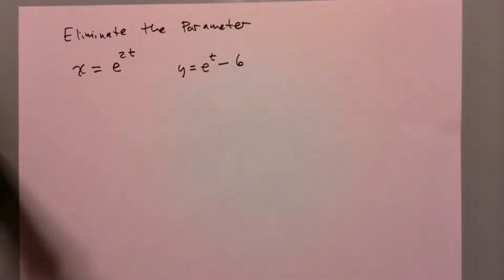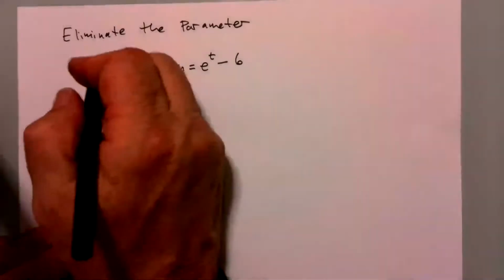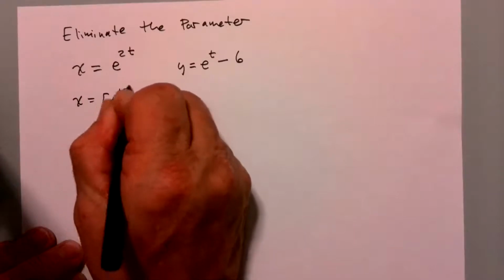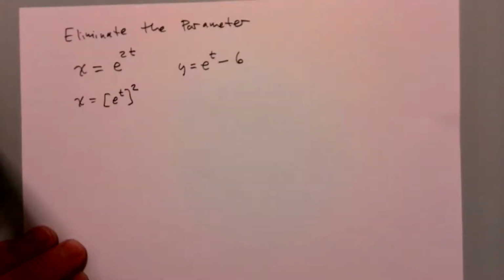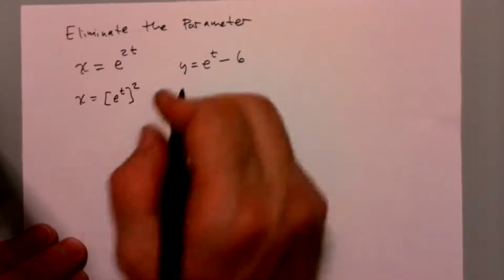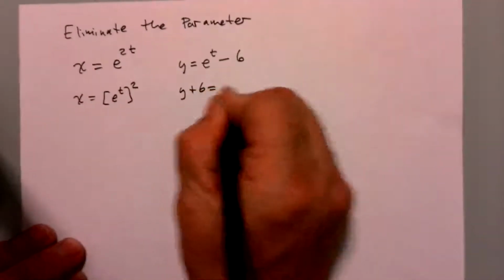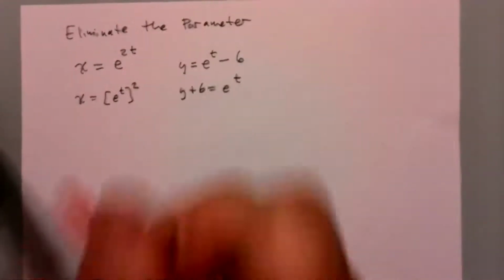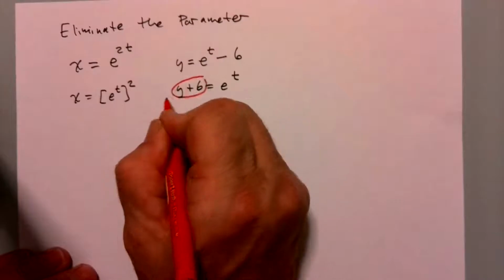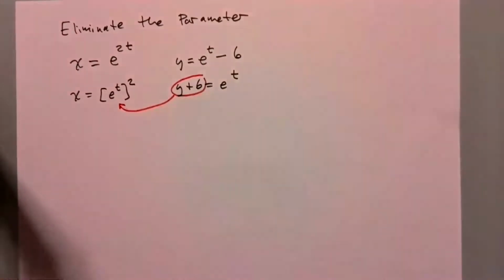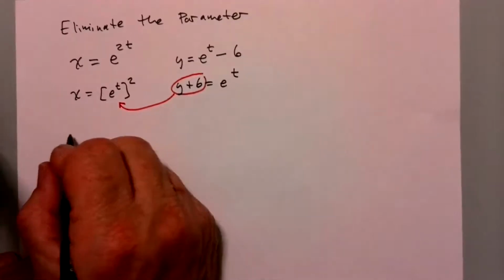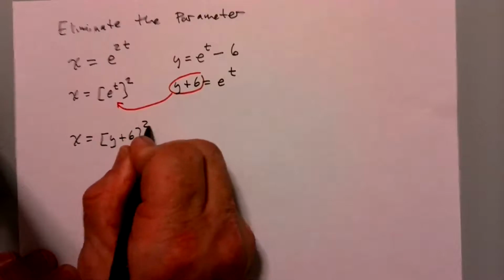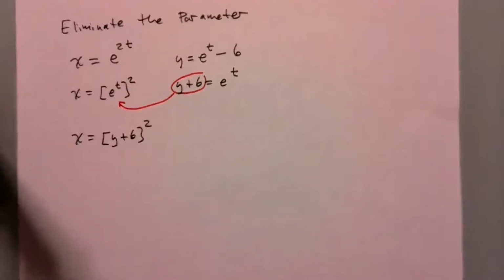So we've got to think of some way for us to do this. And I think e to the t is going to be the key idea. First of all, e to the 2t means e to the t to the second power. We know that. If you raise a power to a power, you multiply the exponents. Over on this side, I'll add 6 to both sides. y plus 6 equals e to the t. So you can see what I can do. I can substitute y plus 6 in for e to the t. What that will give me is x equals (y plus 6) squared.